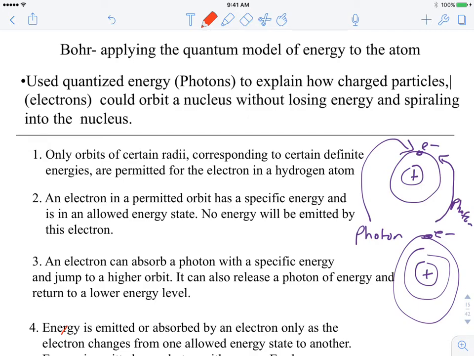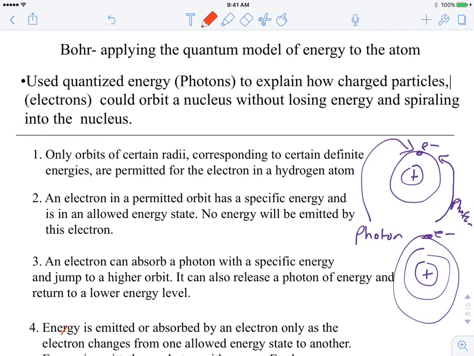And the reason why I wanted to do this was because what Bohr did in his model was he used this information, this idea that light is quantized, that you have these little wave packets of energy called photons. And he used this to explain how electrons could orbit the nucleus and how they could have these stable orbits. Remember that one of Rutherford's big problems was that the electrons should just be spiraling into the nucleus, and yet here we have the situation where the electrons are in stable orbits.